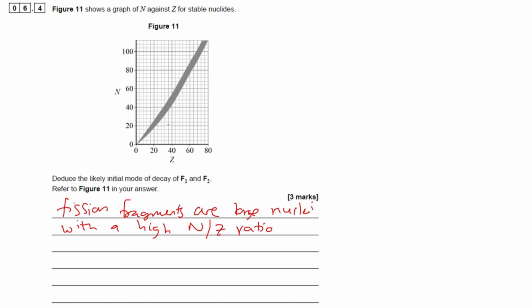So for example, if I was thinking of my nucleus that was 100, that would be, say, a proton number of 40 and a neutron number of 60, which does place it above the stability line. Usually if you're trying to get to the stability line, you need to reduce the number of neutrons. So this is trying to go towards the stability line. So a neutron turns into a proton, and that is beta minus decay.